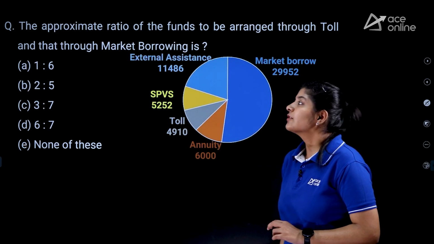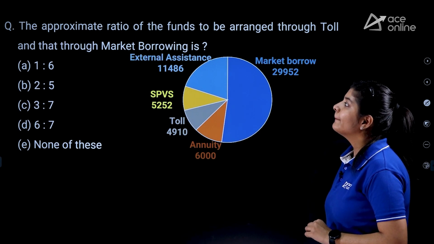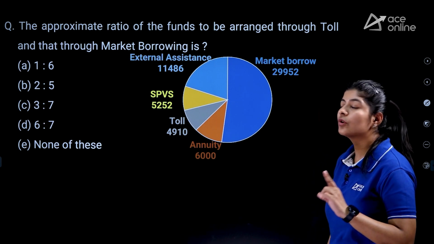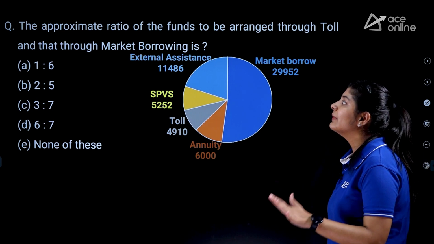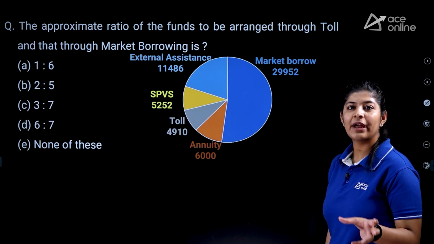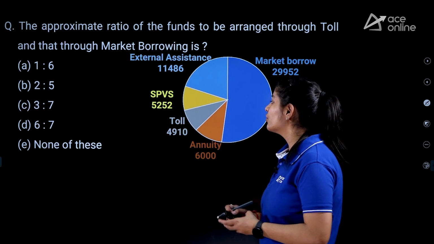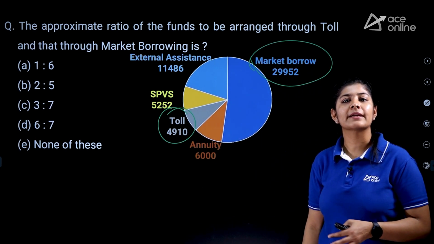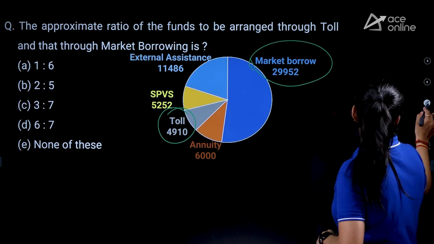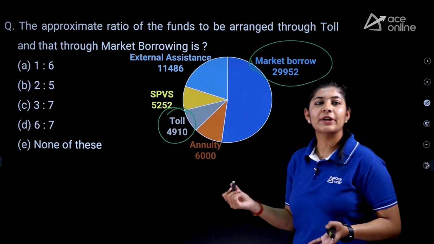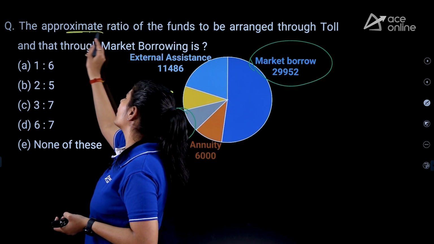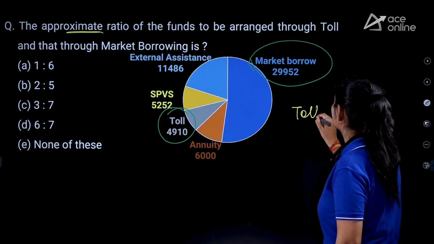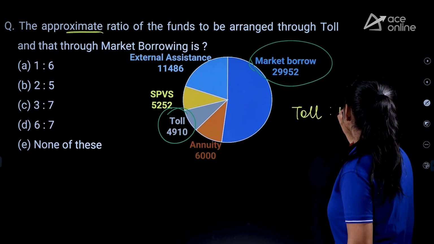Next question. The next question says that the approximate ratio of the funds to be arranged through toll and that through market borrowing is. All you need to do is find out the approximate ratio between the toll and the market borrow. Is it clear? I guess you can easily find that out, because we have to find out the approximate value only.